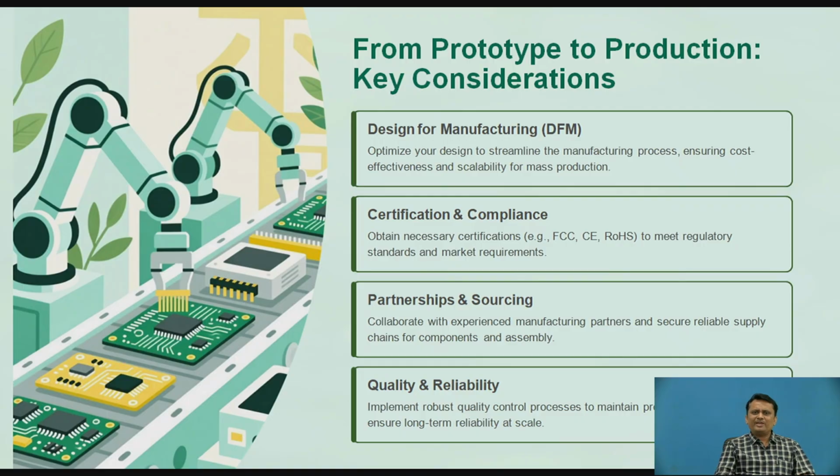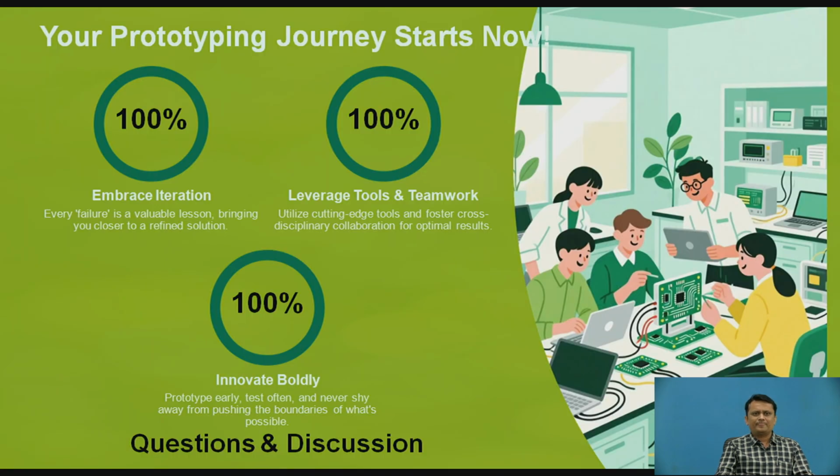After prototyping, there are different considerations from prototype to production. You should keep in mind that design for manufacturing should be done, and various certifications and compliance are required. You have to deal with partnerships, and look at quality and reliability also. You have to ensure that the quality parameters and required certifications are up to the mark. Only then can you think of having production based on the successful prototype made.